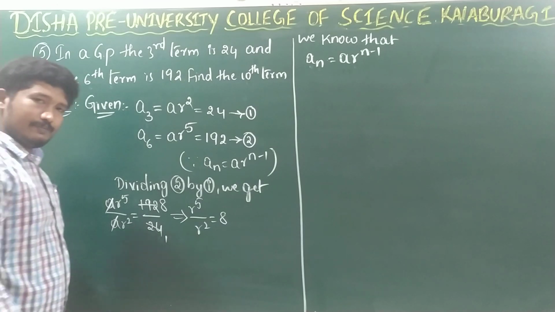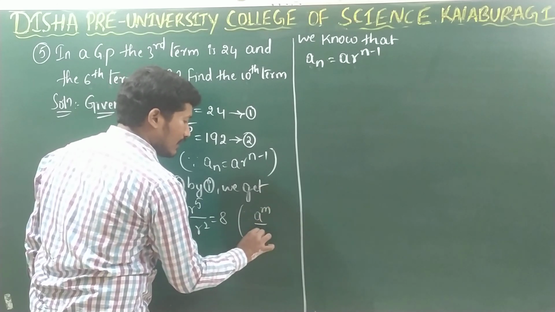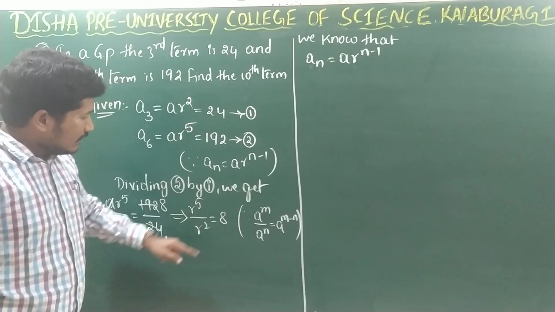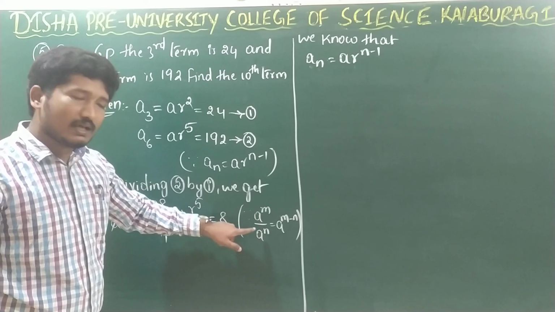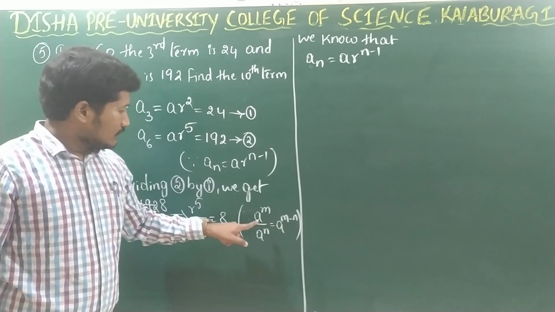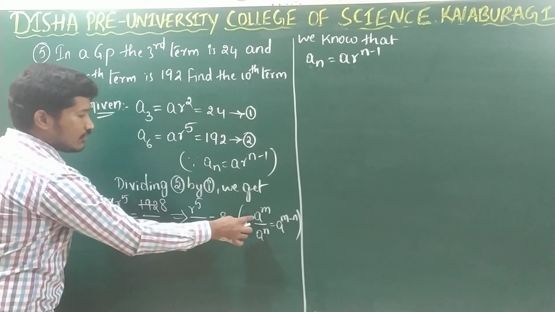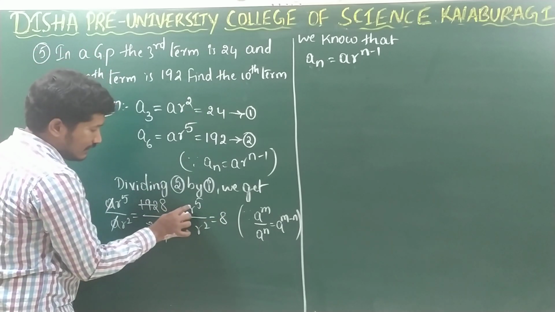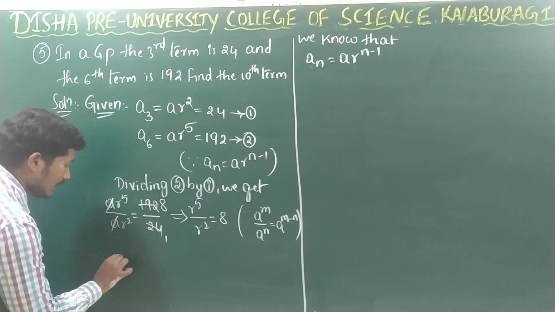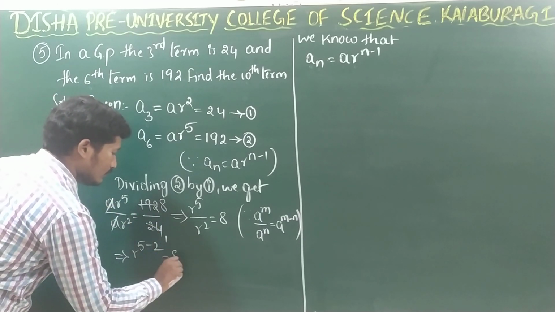Right? So now see here, in laws of indices you have seen that A power m by A power n is equal to A power m minus n. Right? If the bases are same in the numerator as well as the denominator, the powers will be subtracted from each other. So A power m by A power n is equal to A power m minus n. In place of A we have got R here. Right? So this can be written as R power 5 minus 2, that is R power 3, is equal to 8.